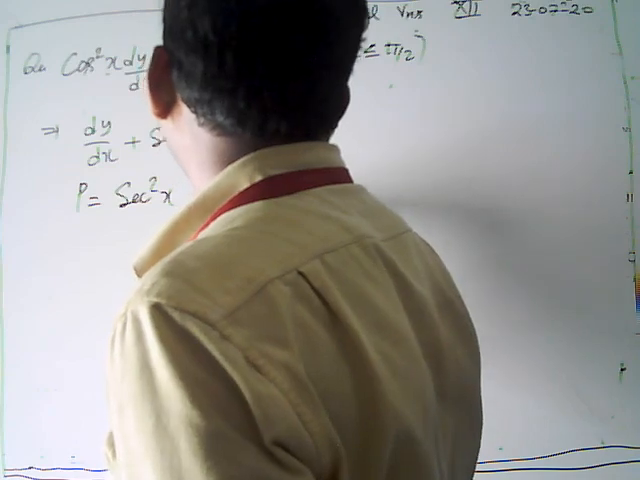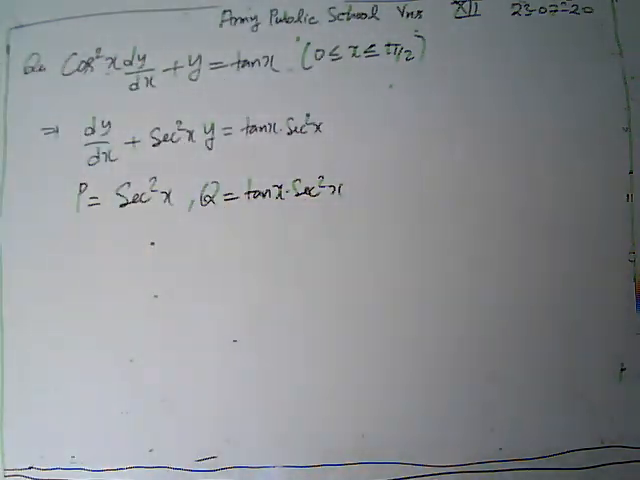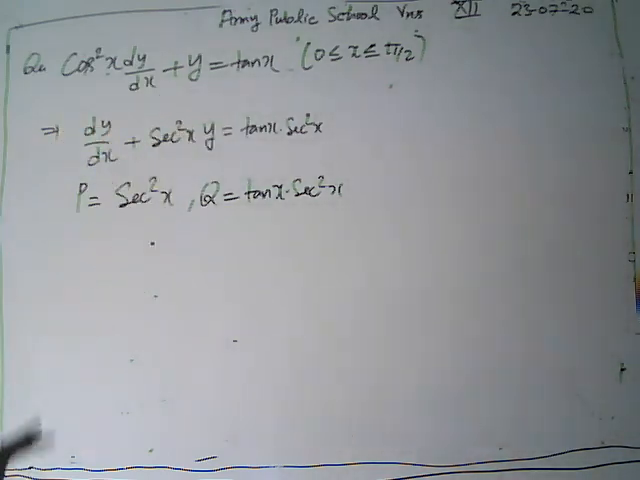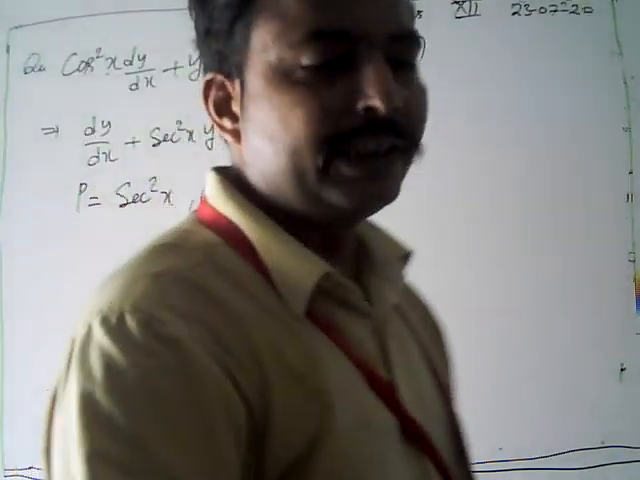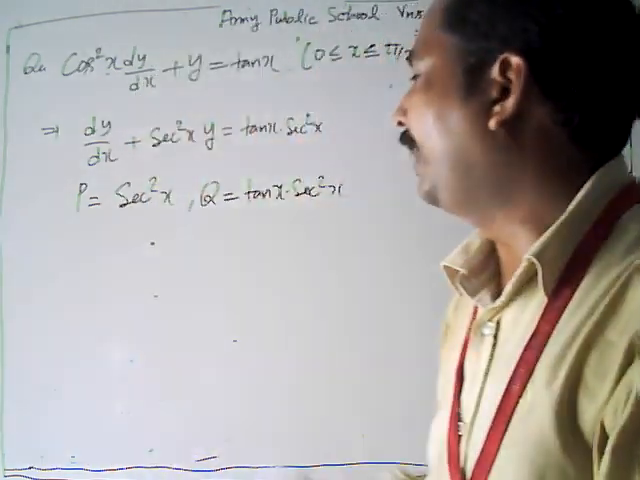It's tan x into sec square x. Now look, first of all, our question is not in standard form. We have converted it into standard form by dividing each term by cos square x. After changing our problem into standard form, what do we do? We have to compare with the standard form.